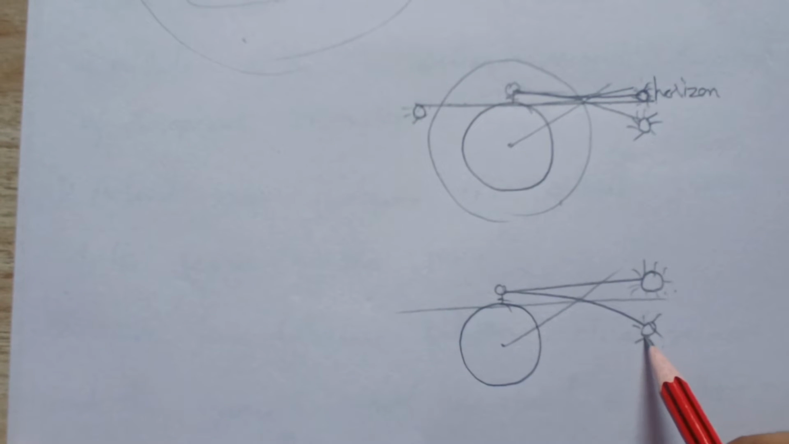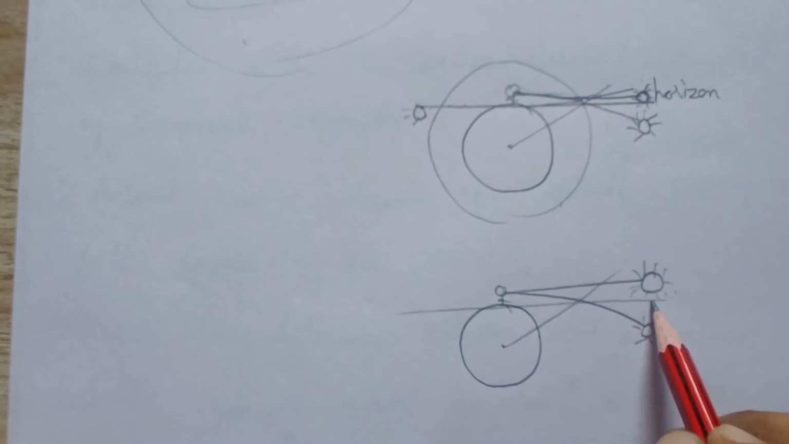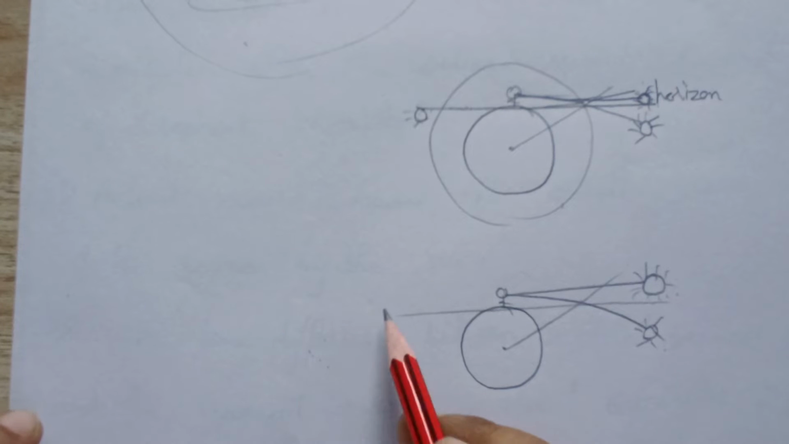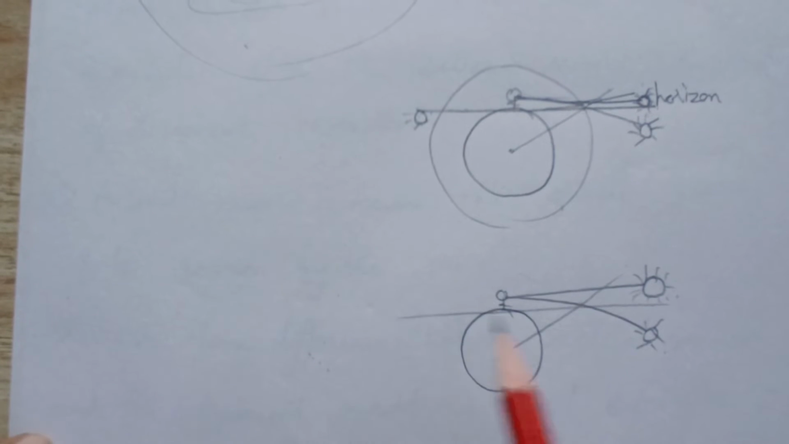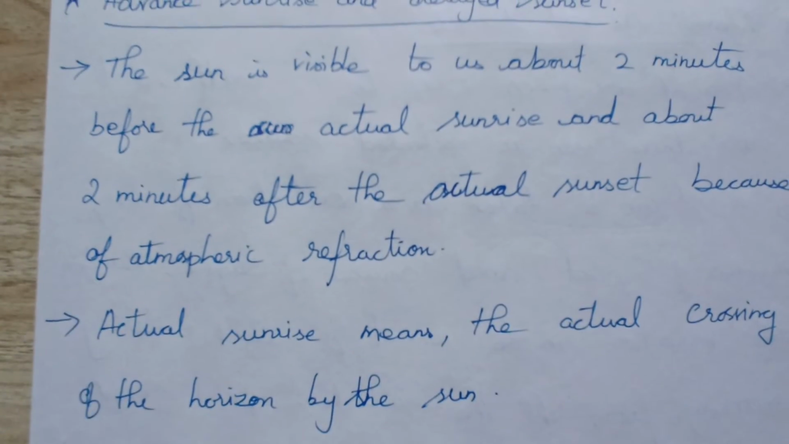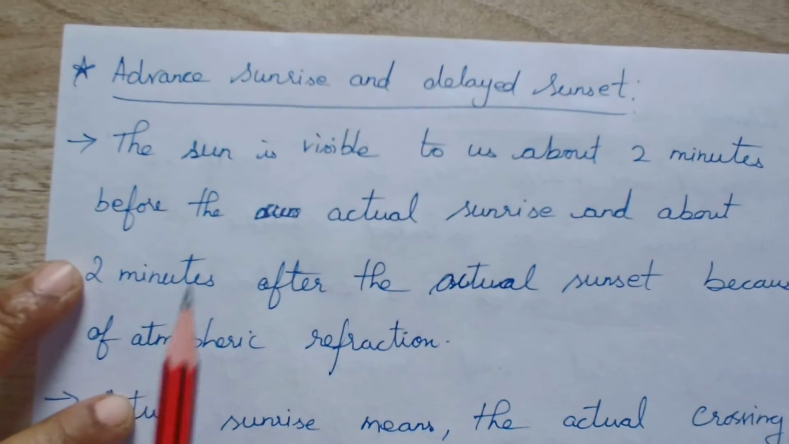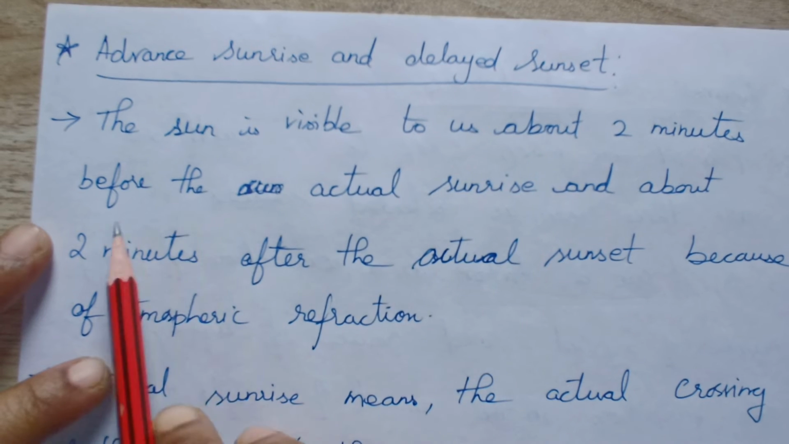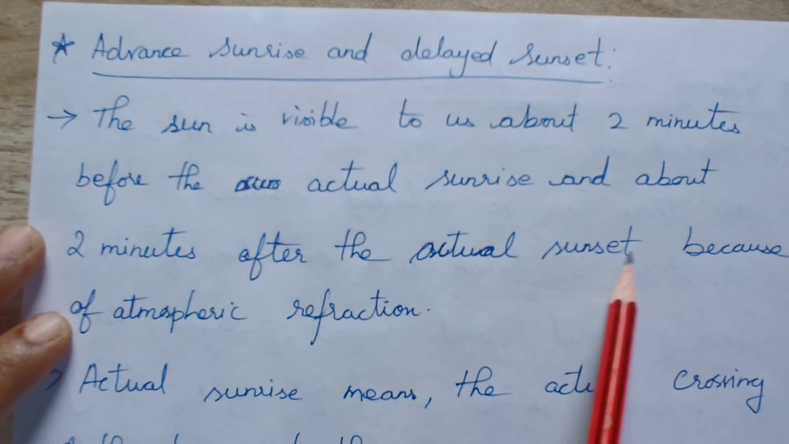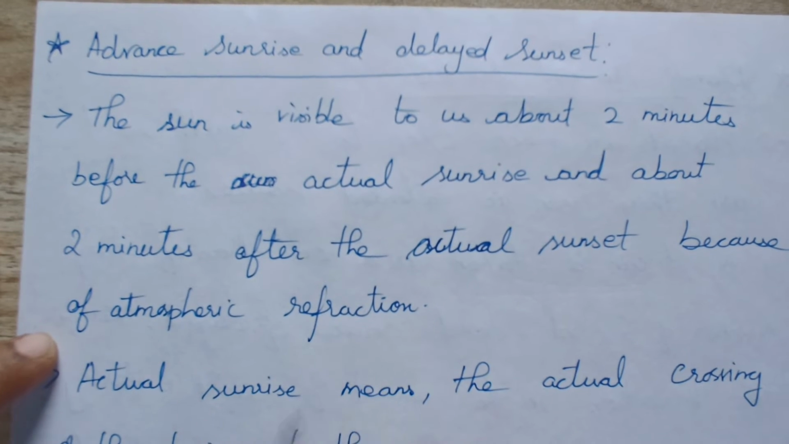So before the sun's rays actually arrive, we are able to see the sun. Likewise in the sunset also; even after sunset, we are able to see the sun here. That is called advanced sunrise and delayed sunset. The sun is visible to us about 2 minutes before the actual sunrise and about 2 minutes after the actual sunset because of atmospheric refraction.